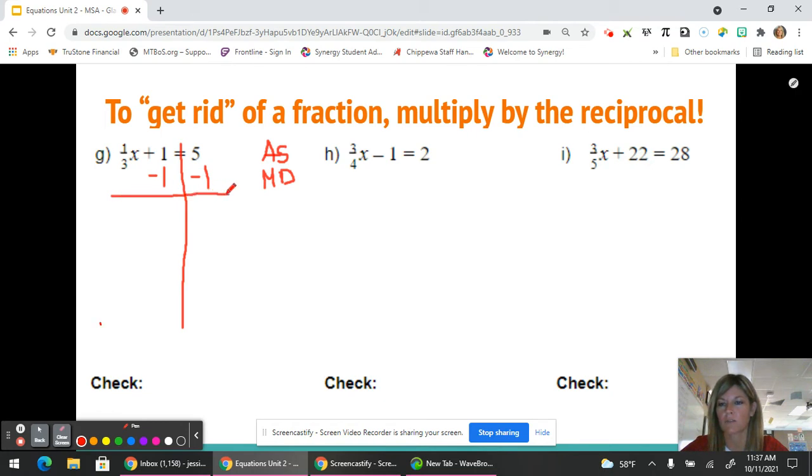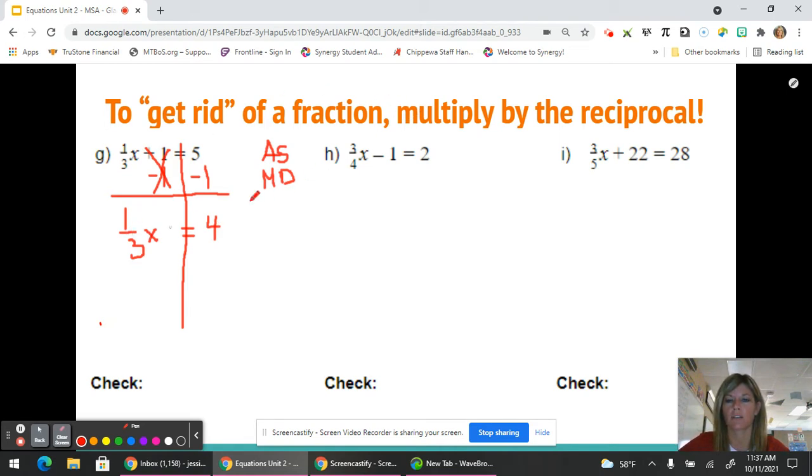So I'm going to go ahead and draw my teeter-totter. So right now everything is balanced. And let's show that this plus 1 and minus 1 cancel. So we are left with 1/3 times x, which is equal to 4. Okay. So now this one's a bit different than we've solved in the past because we've got this fractional part connected to x, but it's no big deal.